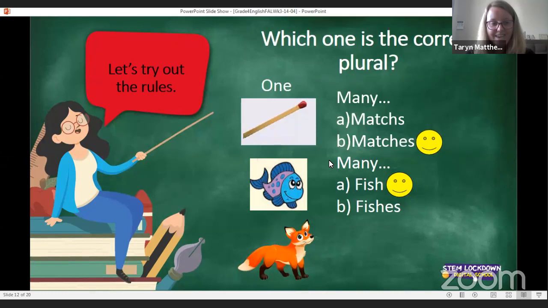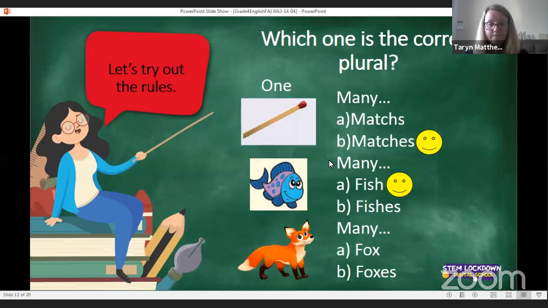It's so cute. So if I have one fox, I have many. Does it stay fox or is it foxes? So is it A or B? So remember, if it ends in an X, what must I put? Good. Yes, a lot of you are getting it right. So my answer is B. I have foxes because the rule says if it ends in an X, I add ES.